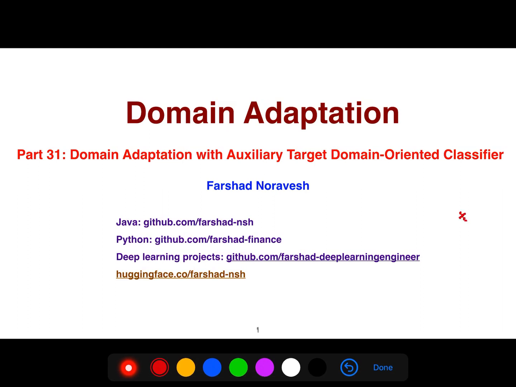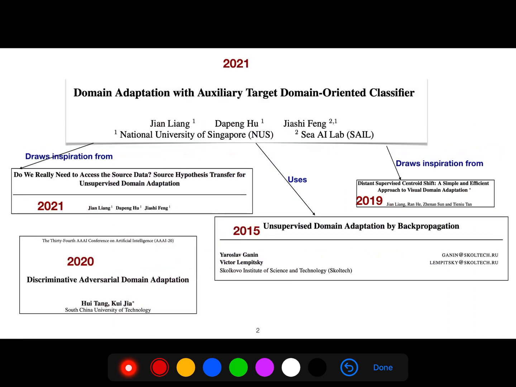Alright, so in this video I'm going to be explaining another important article on domain adaptation. The title of this paper is Domain Adaptation with Auxiliary Target Domain-Oriented Classifier. This paper from 2021 draws inspiration from a paper in 2019 and uses a paper from 2015, which uses backpropagation and also draws inspiration from this article.